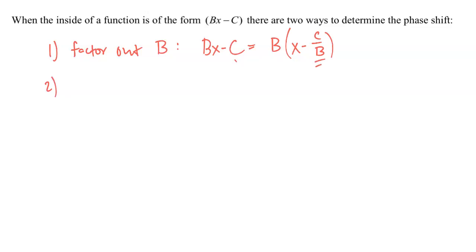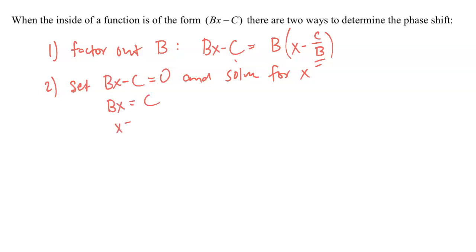Now, the other option is that you could set bx minus c equal to 0 and then solve for x. And sometimes that's easier. Some people don't really like solving for x, especially when fractions are involved. Some people think that factoring out is easier, but I will give you the choice. You can do whatever you want. So here, if we solve this equation, we're going to add c to the other side and then divide by b. So x is going to equal c divided by b. That will also give you your phase shift.